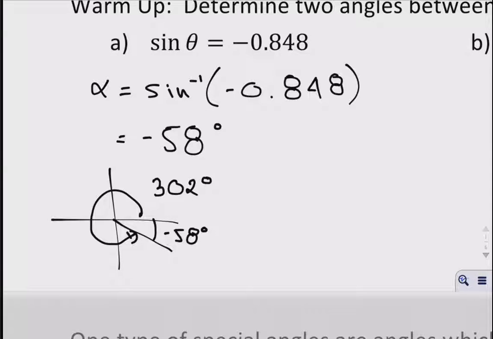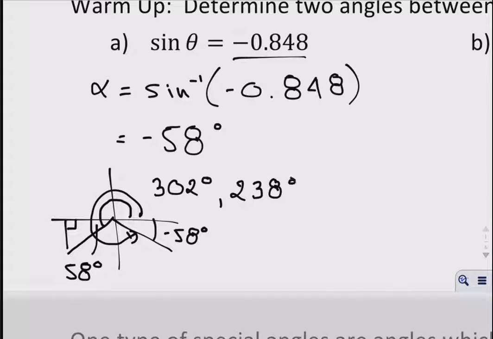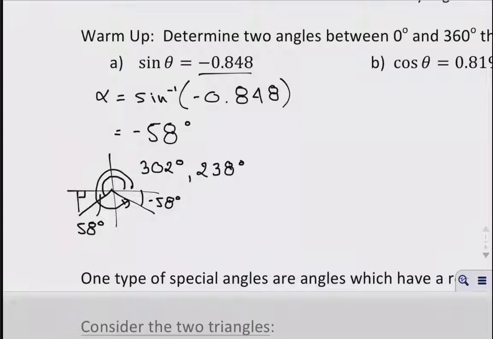Now the other angle, because sine is negative, I know that sine, according to the CAST rule, is going to be negative in quadrant 3 as well, so I'm going to draw a 58 degree angle here. That's my 58 degrees. And I know from 0 to that arm there, I'm going to get 238 degrees. So those are my two angles between 0 and 360 for the first one.